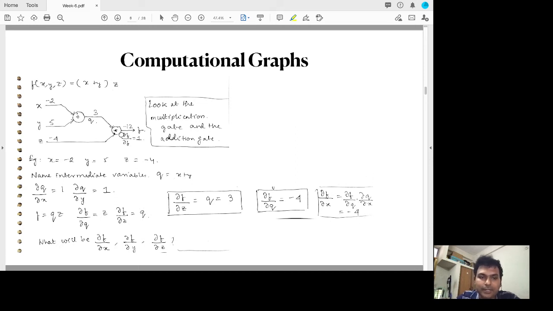When you are encountering a multiplication sign, then there is a dependence on the other value. When you are getting the plus sign, because of the way we calculated, and because it is true also that q equals x plus y, whatever gradient comes to q will be distributed equally between x and y.